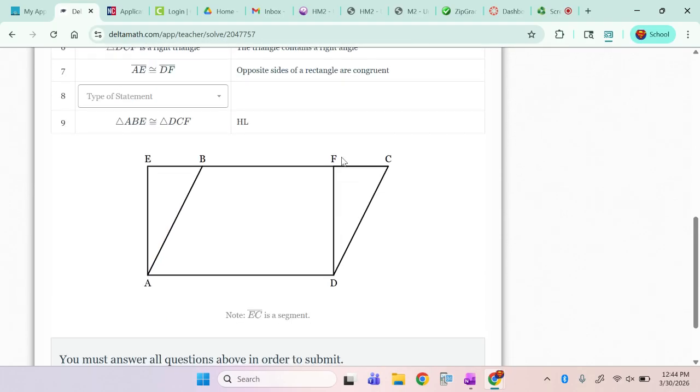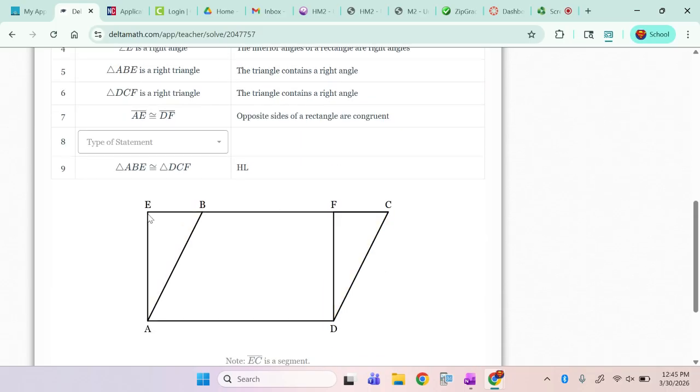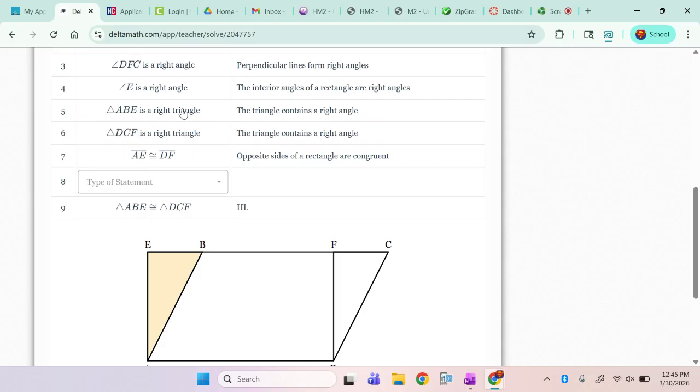Thus, DFC, so this angle right here, is a right angle. They say angle E is a right angle because that is part of the rectangle. And rectangles have 90-degree angles. They then said that ABE is a right triangle. Why is it a right triangle? It has a right angle. They say that this triangle is a right triangle because it has a right angle. They say that these two sides are congruent. Why? Because they're the opposite sides of a rectangle.